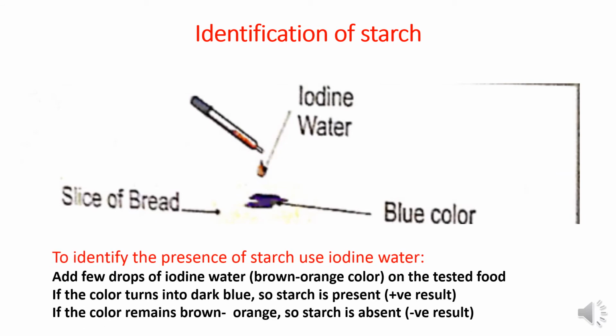To identify the presence of starch, use iodine water. Add a few drops of iodine water on the tested food. If the color turns into dark blue, then starch is present and this is a positive result. And if the color remains brown-orange, then starch is absent and this is a negative result.